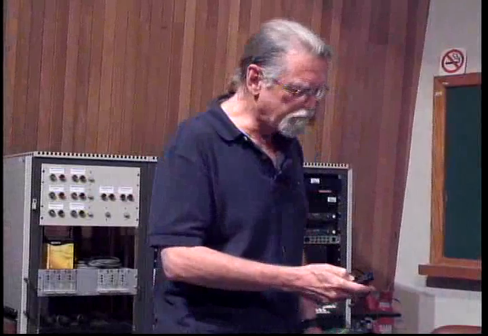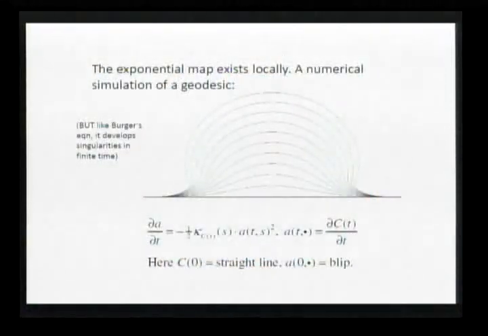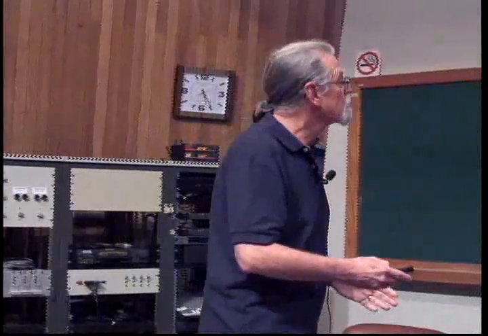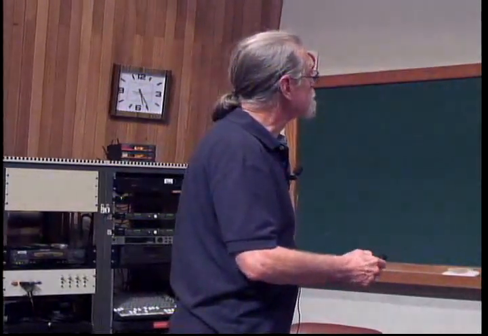But geodesics do exist. If I go forwards instead, say I start with a straight line like this, and I put a little blip here as my initial condition, the initial velocity, the geodesic looks like this. Now notice what's happening here. It's acquiring infinite curvature at two points there. So the forward equation can be integrated, but not globally. Now, what's that equation look like? This is sort of amusing. The forward equation looks like this.